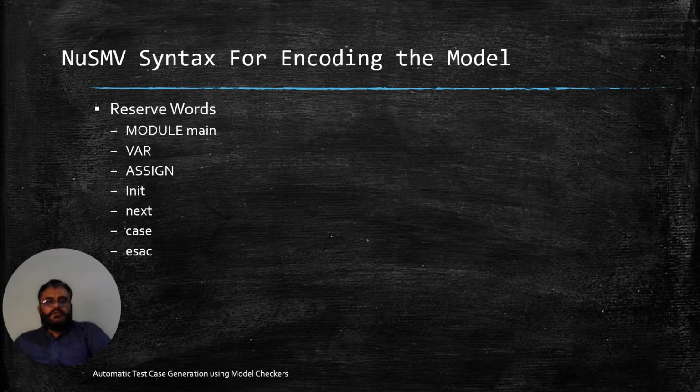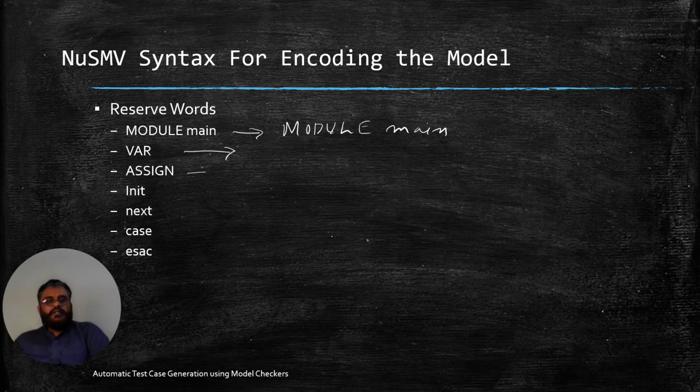Okay, so to model the 2-bit shift register in the NuSMV syntax, we will be using a few reserved words. One of them is the module main reserved word. This just tells NuSMV where to begin executing the code. It's just like the main function in C++ or Java. Then we make use of another reserved word, the var reserved word. It is actually used to declare the state variables.